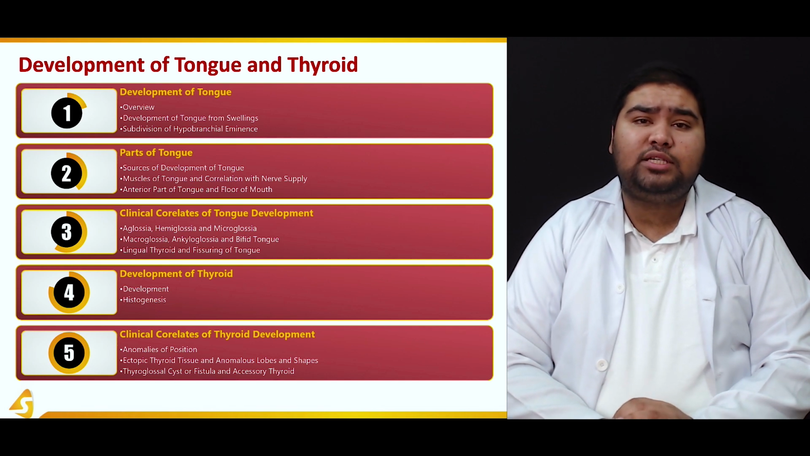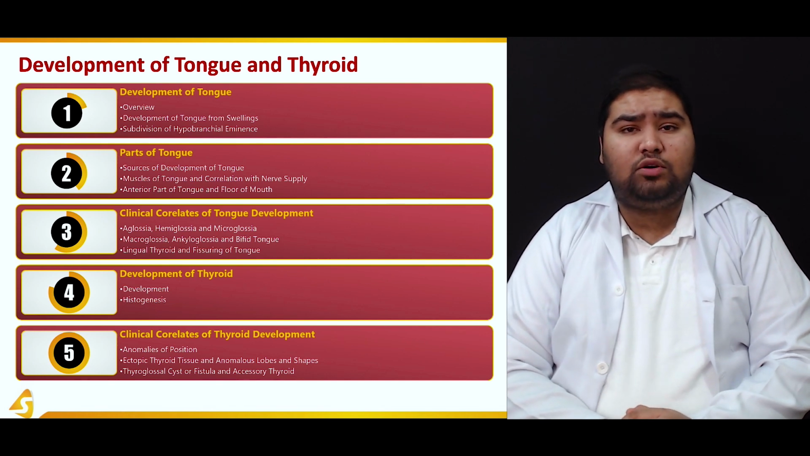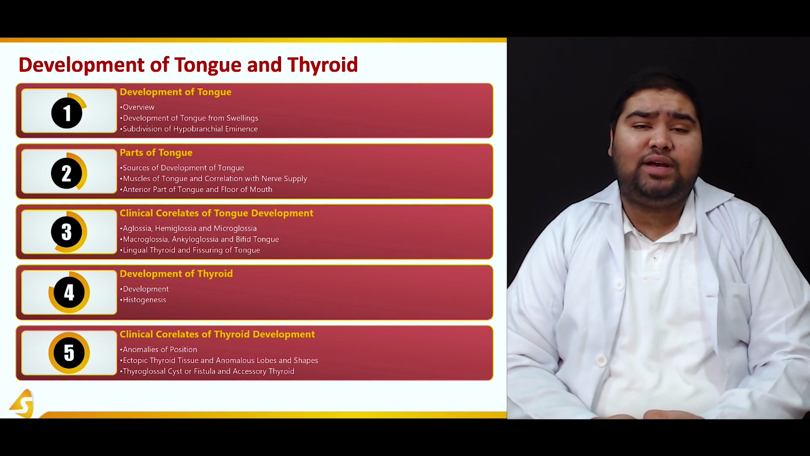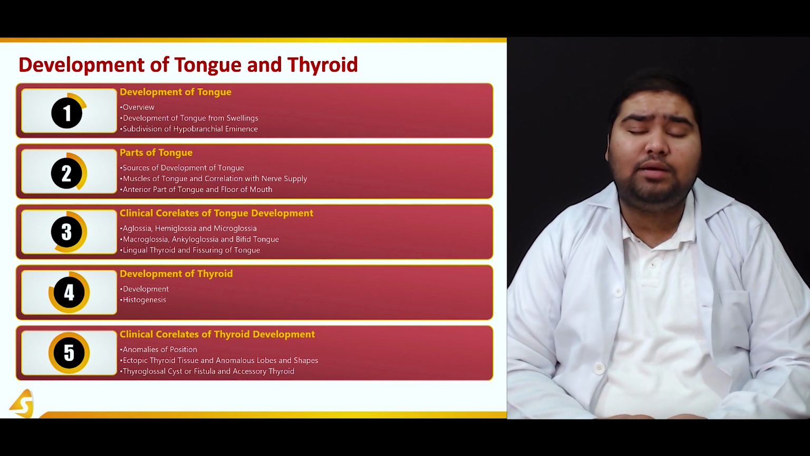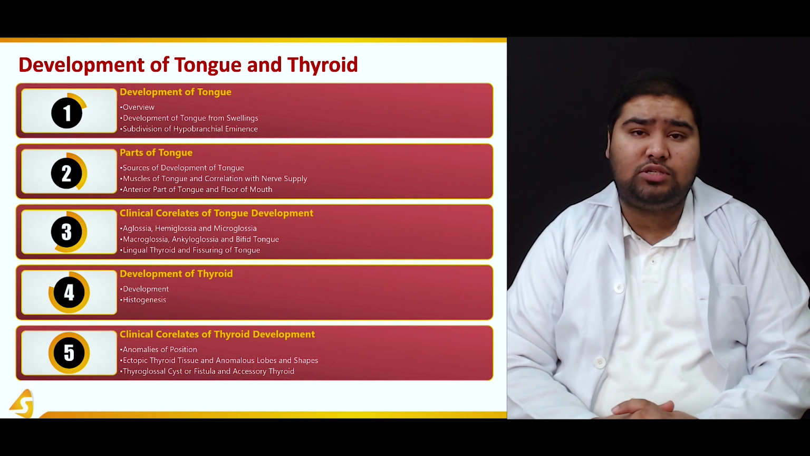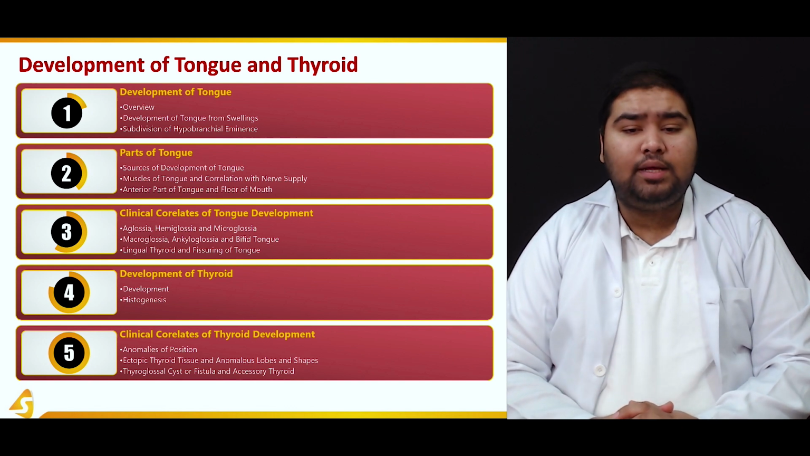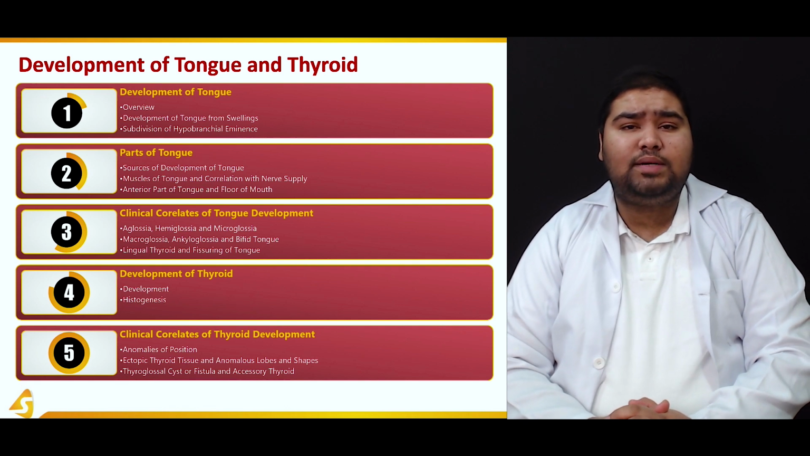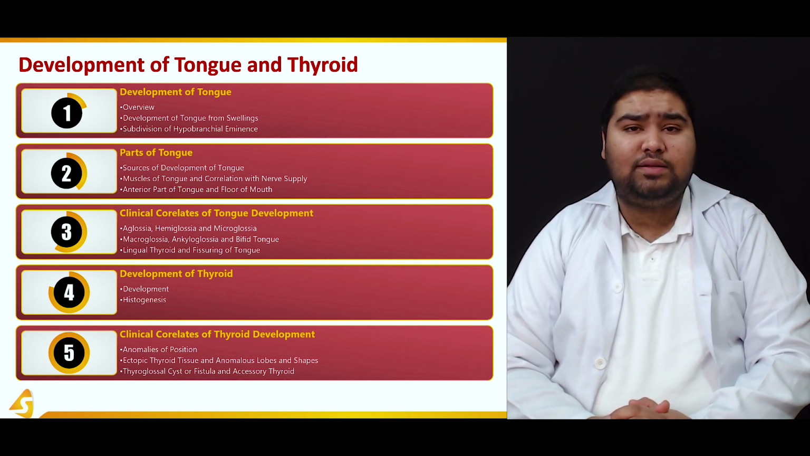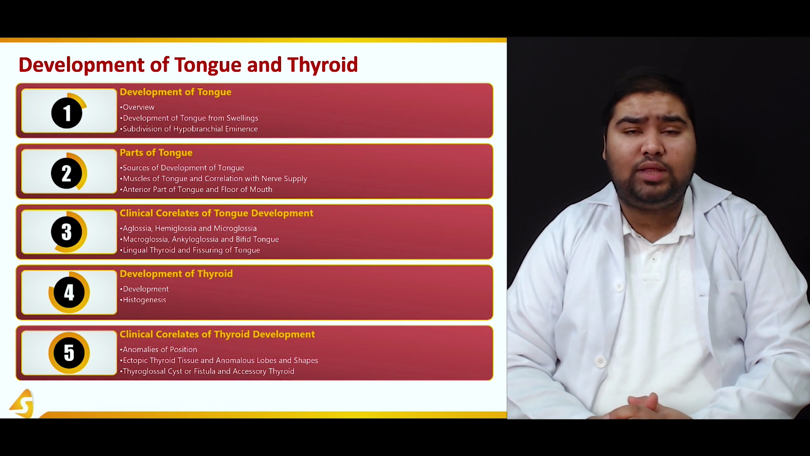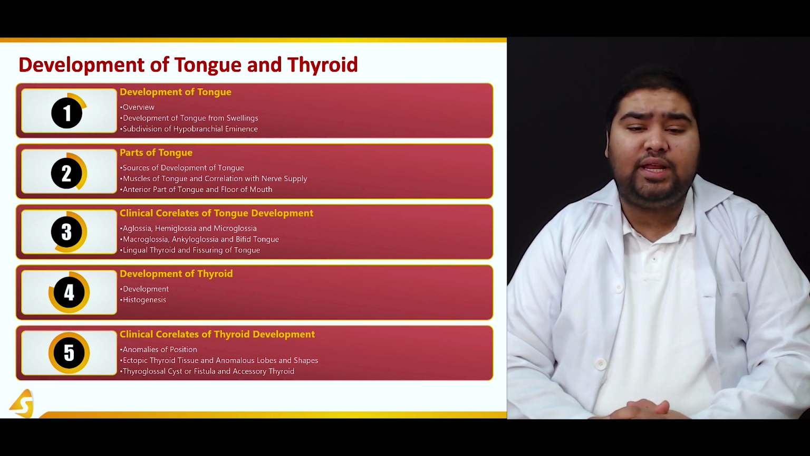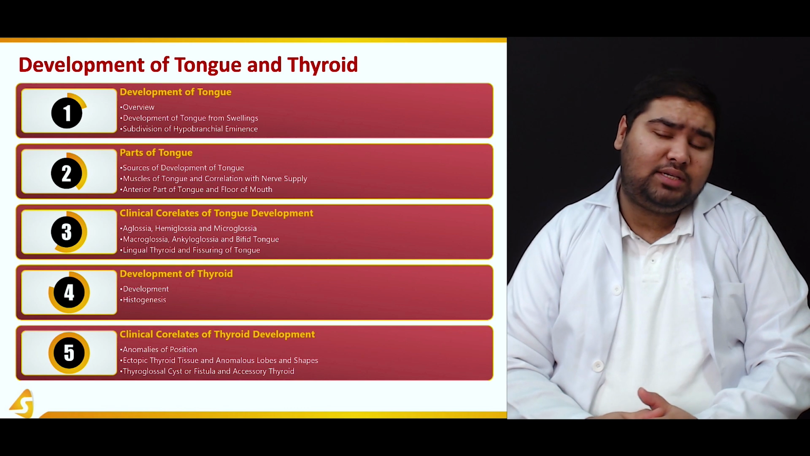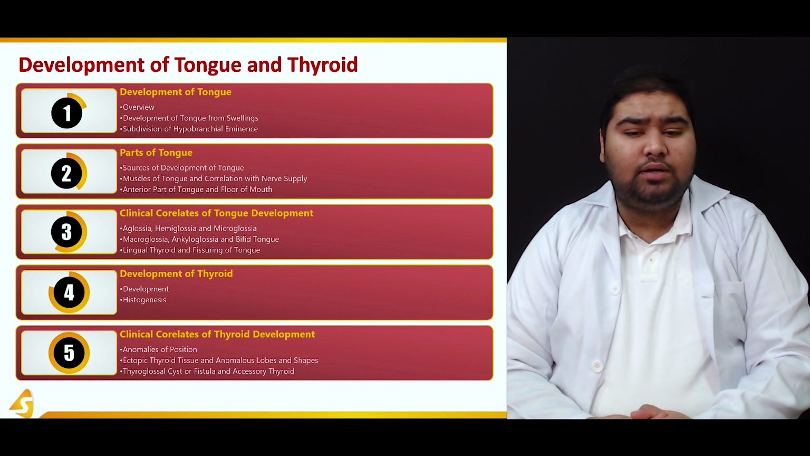Then in the second section we'll talk about the various parts of the tongue, that is how the tongue is divided into various parts: the anterior part, the posterior part, and the posterior most part. We'll also talk about the muscular component of the tongue, that is how various muscles that are actually a part of the tongue are developed and what is their correlation with the nerve supply. Finally, we'll talk about the anterior part of the tongue and the floor of the mouth.